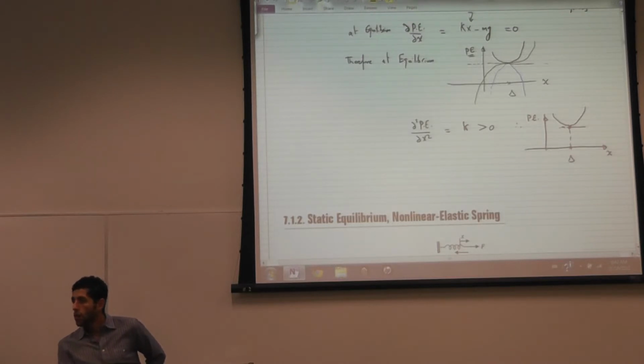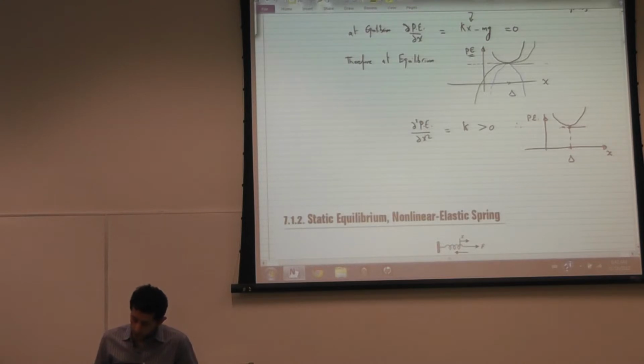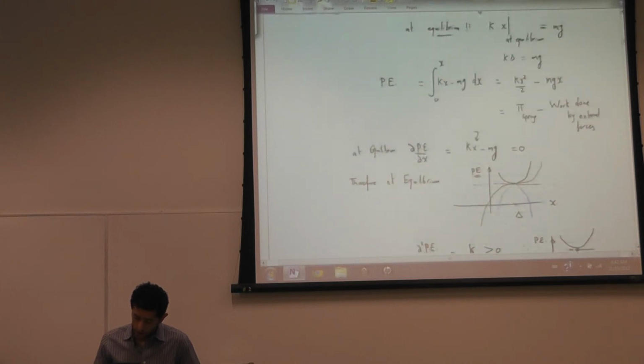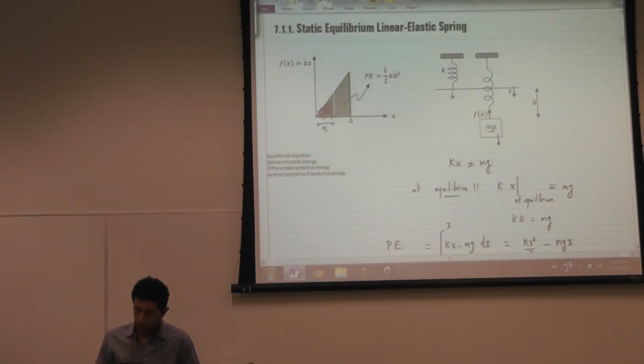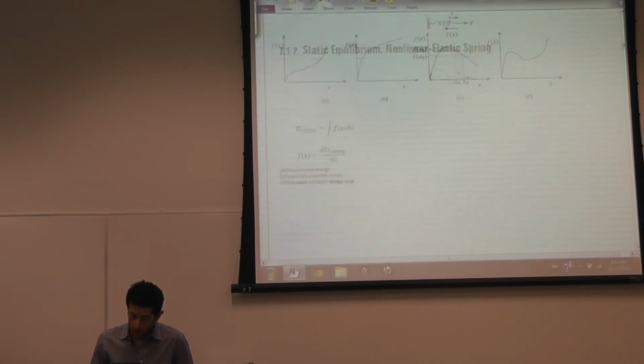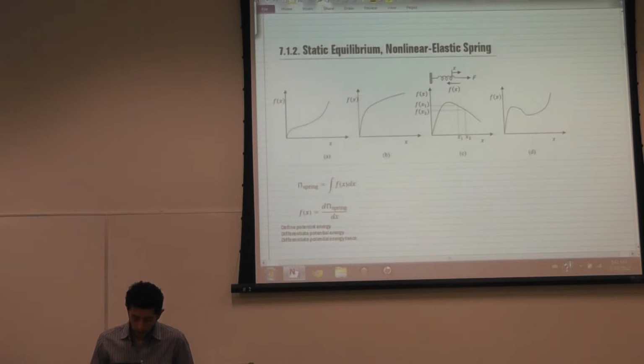Now this concept applies, that the potential energy is minimum at equilibrium, whether the force displacement curve of the spring is linear or if it's nonlinear. But there's a slight difference. Difference between curves on A and B and curves on C and D. What's the difference between the curves A and B?